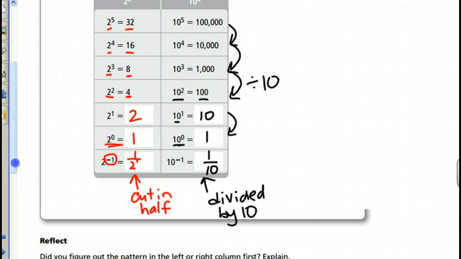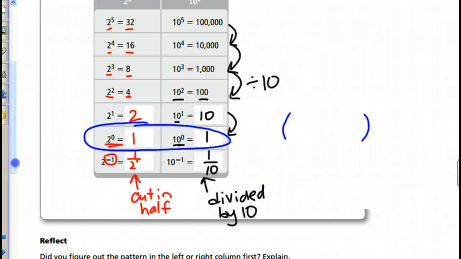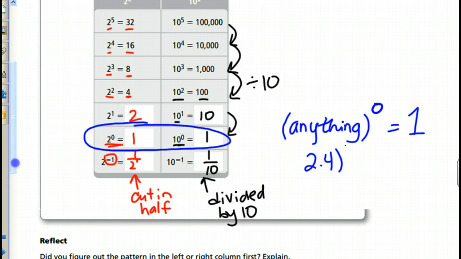We want to notice this section right here. Here's our third pattern, I guess. 2 to the power of 0 and 10 to the power of 0 both equal 1. So we are going to say, and not just because of that, but because I'm telling you, anything to the power of 0 equals 1. So over off to the side, I literally want you to write parentheses. Inside the parentheses, write anything to the power of 0 equals 1. That means 2.4 to the power of 0 equals 1. That means x to the power of 0 equals 1.